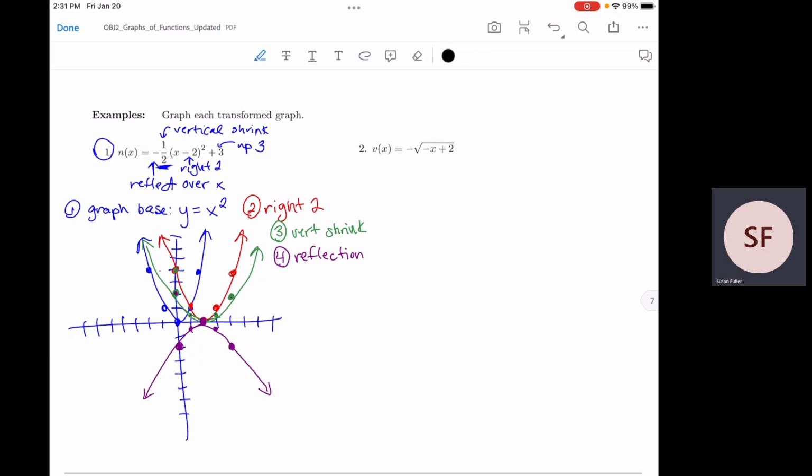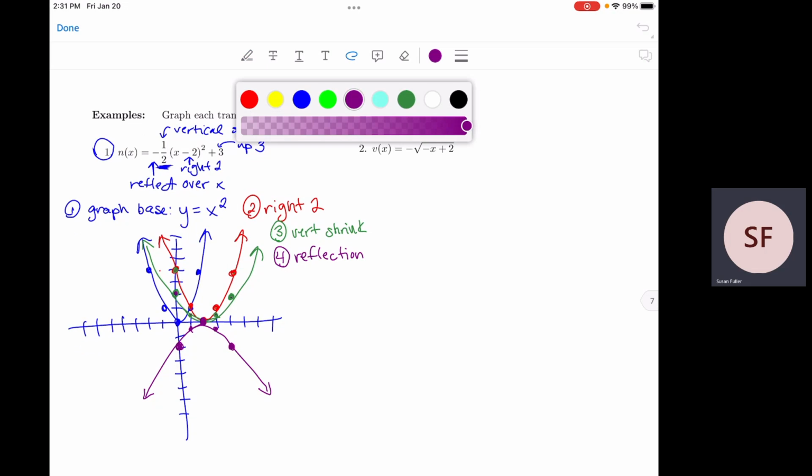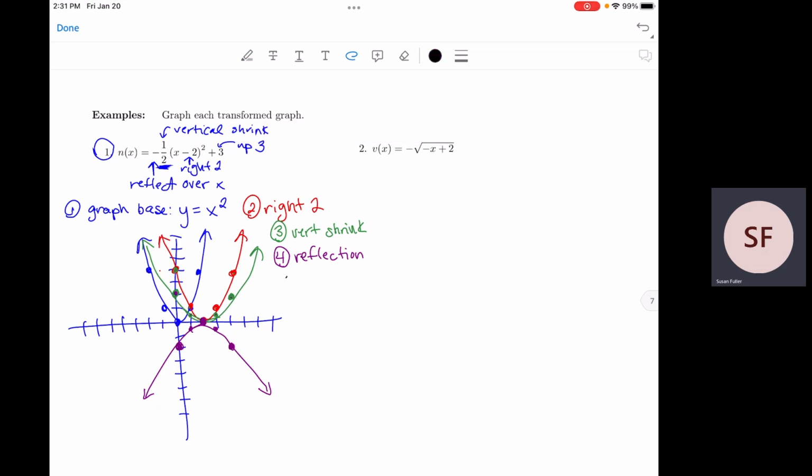And now that I've done the reflections, the very last thing that I need to do is any vertical shifting. So the last thing I'm going to do is push this up 3 units. So I'm going to take each point and I'm going to go up 1, 2, 3. This point goes up 1, 2, 3. This goes up 1, 2, 3. 1, 2, 3, and 1, 2, 3. And then connect these.